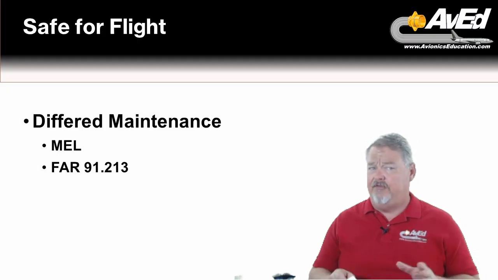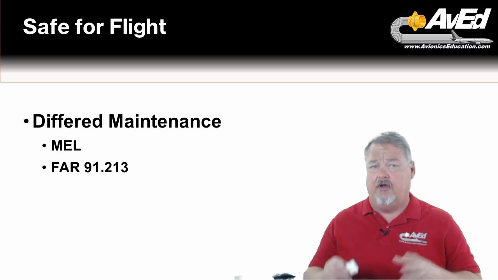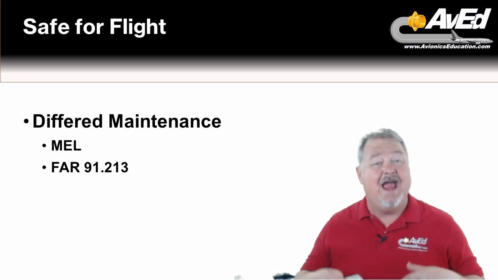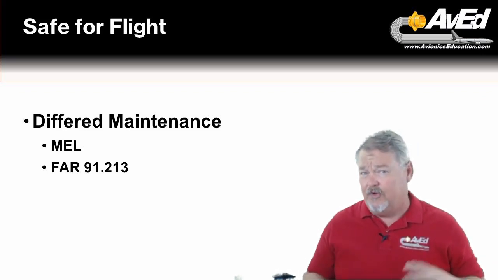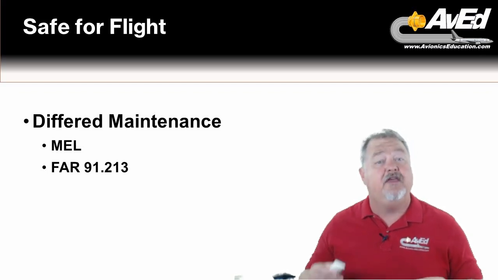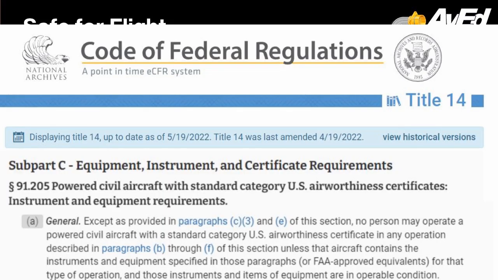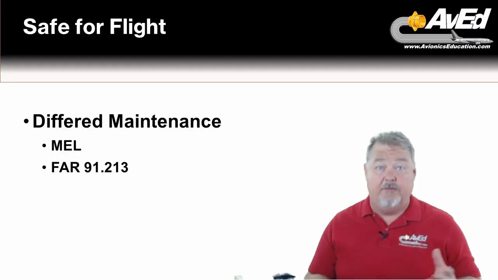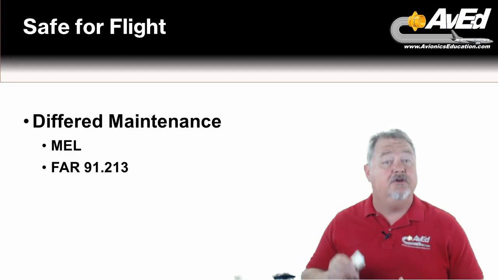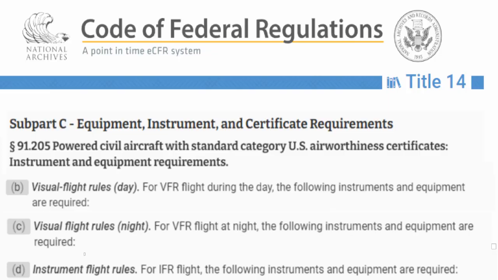Now, instead of a separate book that outlines the equipment installed in the aircraft, the GA MEL, which is what this seems to be called, uses the equipment requirements outlined in FAR 91 subpart C for equipment, instrument, and certificate requirements. So the MEL would be based on FAR 91-205 for visual flight rules as a minimum, to VFR at night, then to instrument flight rules, IFR.